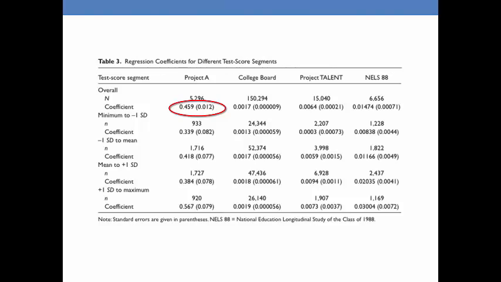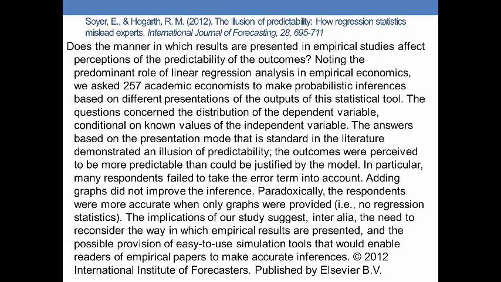We're going to come back to this study later, but let's digress for a minute and look at Sawyer and Hogarth. So here you can see on the slide, Sawyer and Hogarth 2012. Does the manner in which results are presented in empirical studies affect perceptions of the predictability of the outcomes? Noting the predominant role of linear regression analysis in empirical economics, we asked 257 academic economists to make probabilistic inferences based on different presentations of the output of this statistical tool. The questions concern the distribution of the dependent variable, conditional on known values of the independent variable.